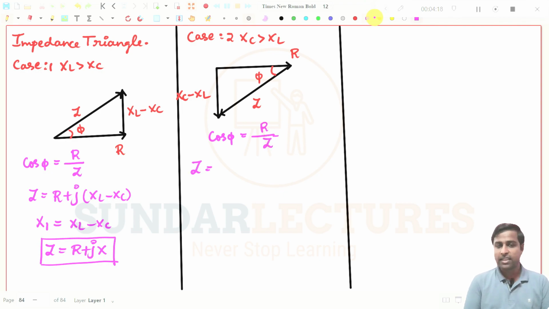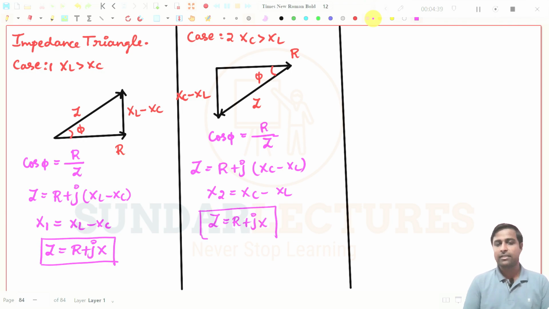And what is Z here? Z will be equal to R plus J of XC minus XL in this case. And what you do, you put X2 is equal to XC minus XL. And you write commonly Z is equal to R plus JX. So it is R plus JX is the common term, and you can easily find whether XL is greater than XC or XC is greater than XL from the given values. So this is the impedance triangle that we can draw, and we can derive the expression for impedance values.